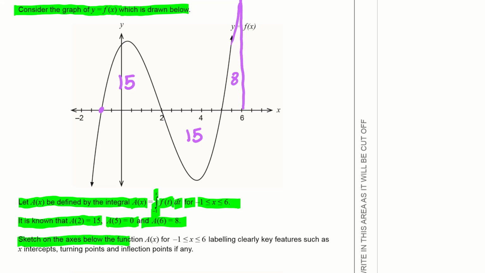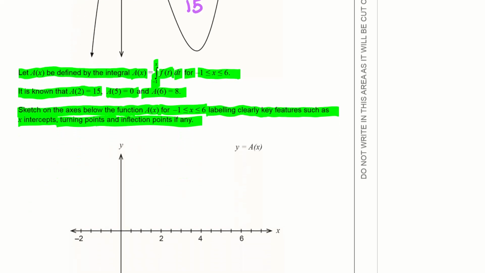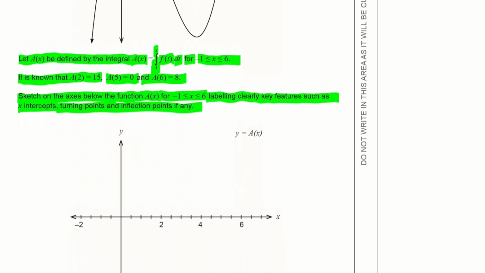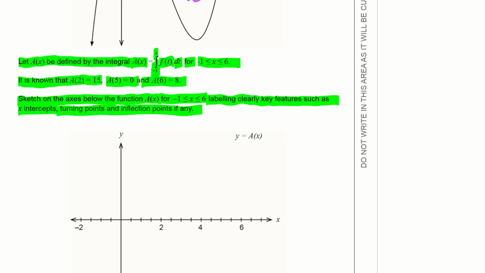Sketch on the axes below the function A of x for x between -1 and 6, labeling clearly key features such as x-intercepts, turning points, and inflection points, if any. Okay, so we know that when we're here, we have an x-intercept because the integral from -1 to -1 would be 0. We also know we have an x-intercept just there.